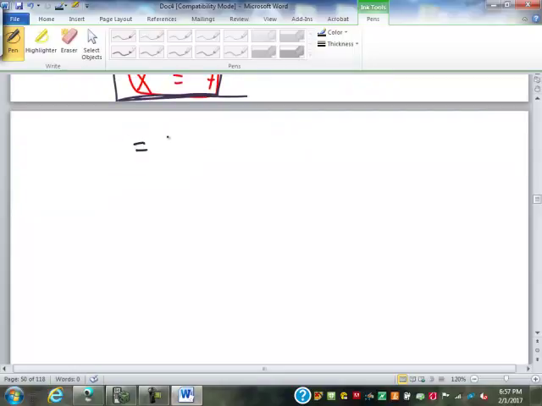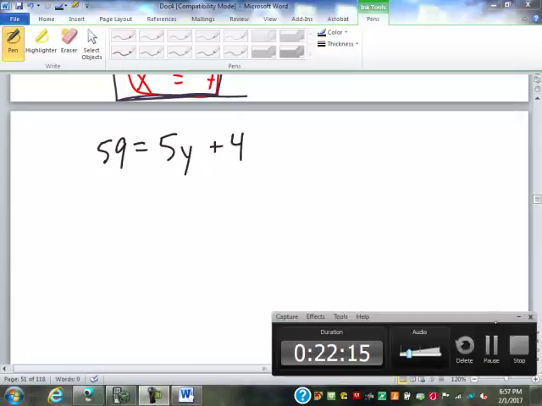So what if we have 5y plus 4 is equal to 59. So 59 equals 5y plus 4. In your notes, try to solve that for me quick. I'll give you about a minute.